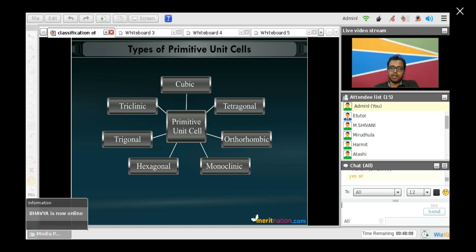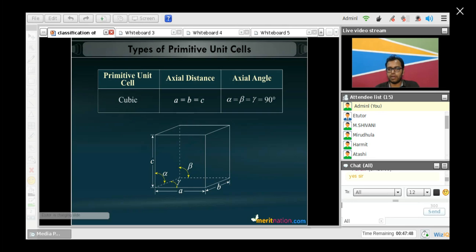Now these are the types of primitive unit cell. There are 7 primitive unit cells: cubic, tetragonal, orthorhombic, monoclinic, trigonal, and triclinic. Now, these unit cells differ in the 6 parameters that we have for the unit cell, right? So there are slight differences in these 6 parameters.